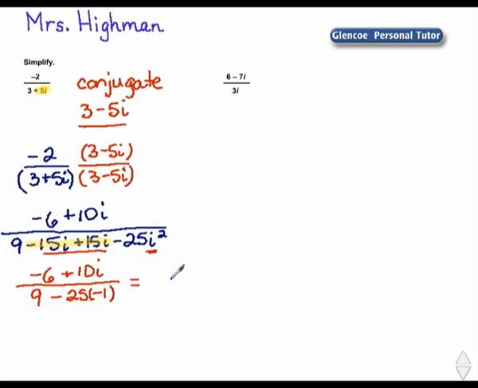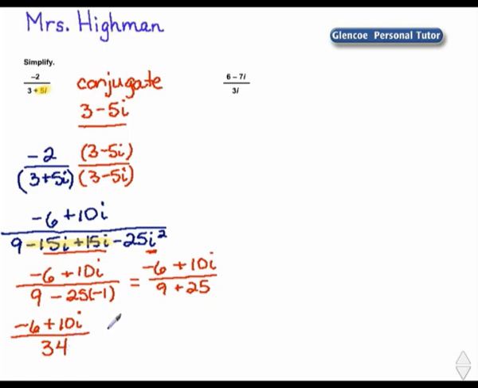So we can simplify a little further. We have -6 plus 10i in the numerator. 25 times -1 would be -25. So minus a -25, that means we're going to be adding. So we have 9 plus 25. So now we have -6 plus 10i. The denominator, 9 plus 25, is 34.